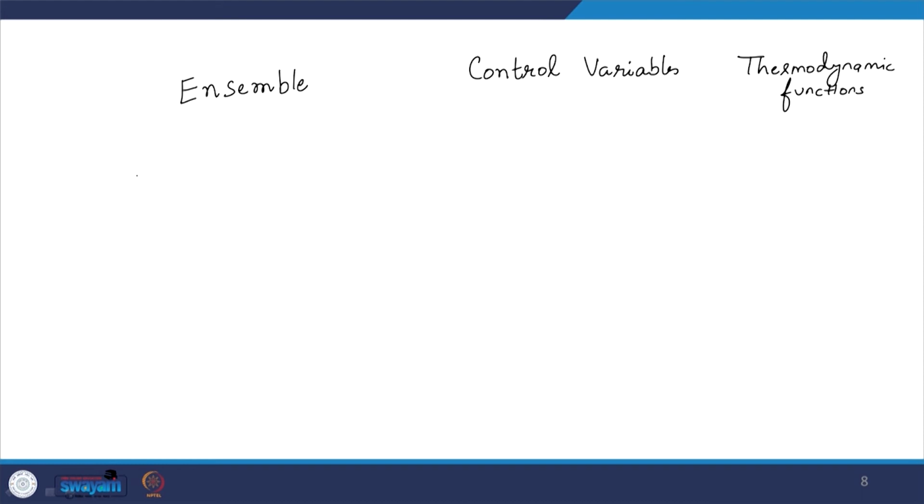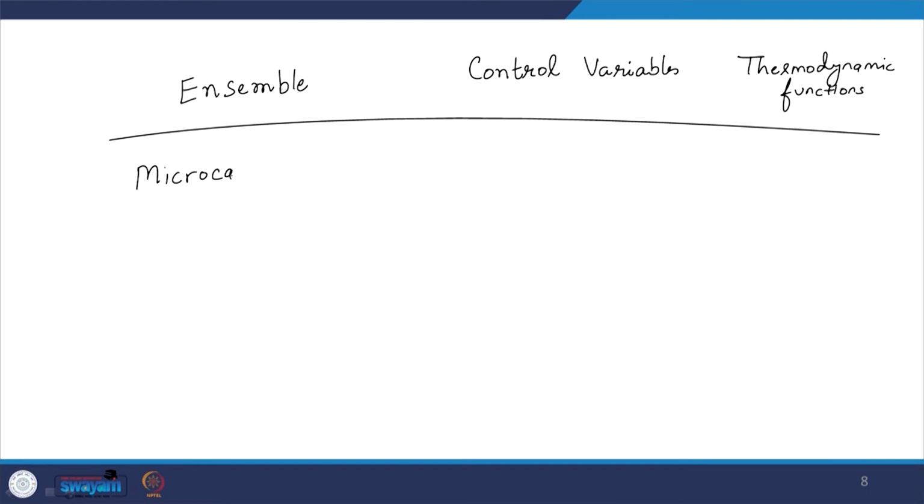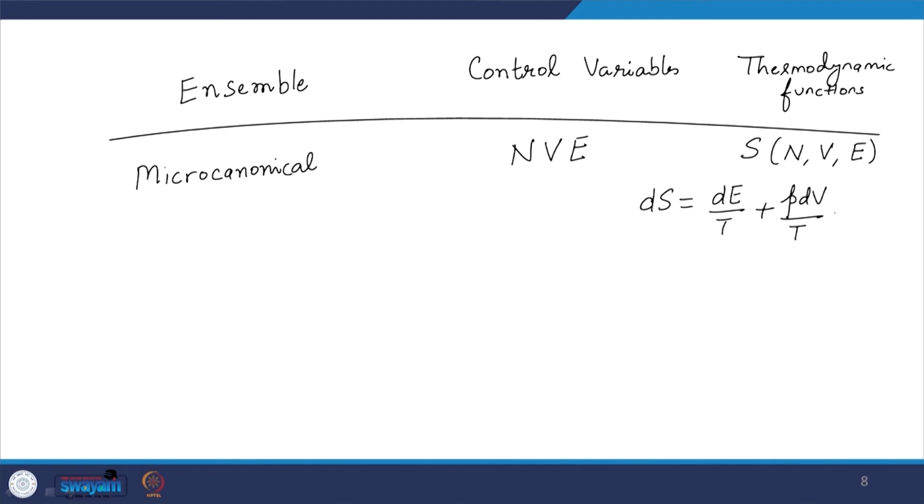And these are the ones that we have already discussed. The microcanonical ensemble: in this case the control variables are the number of molecules, volume and energy, and the thermodynamic function is S(N,V,E). We can write in differential form dS = dE/T + PdV/T - sum over j of (mu_j/T) dN_j.